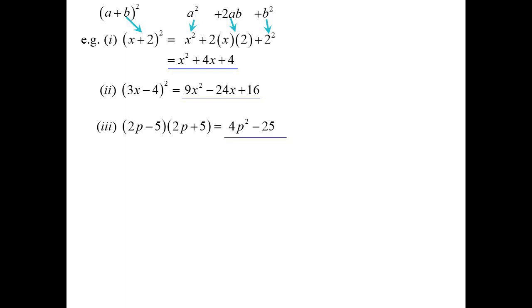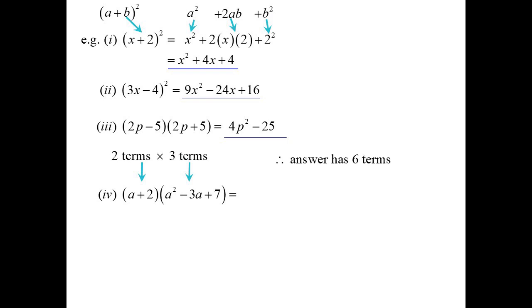Okay, 4p squared minus 25. See, that's what I mean. Spot the pattern, answer comes out quicker. Oh, something a bit different. Because the second one's a trinomial, not a binomial. Haven't got a formula for that. This is where, again, I draw lines to make sure I'm including everything. So I've got 2 terms times 3 terms, so I know I should end up with 6 terms.